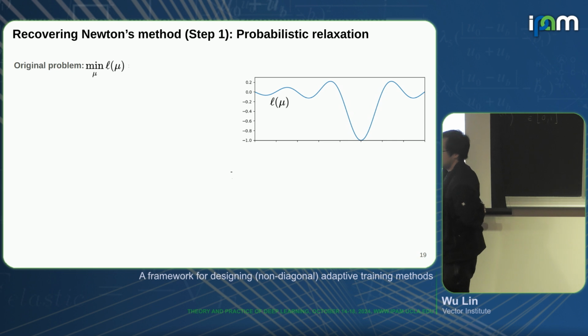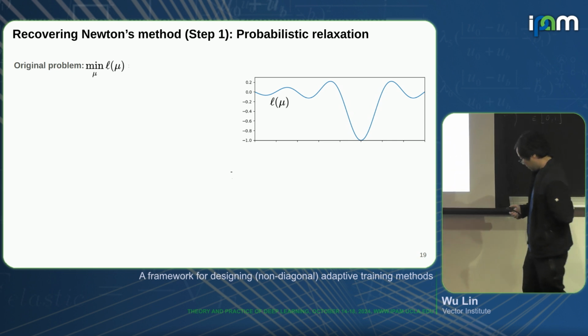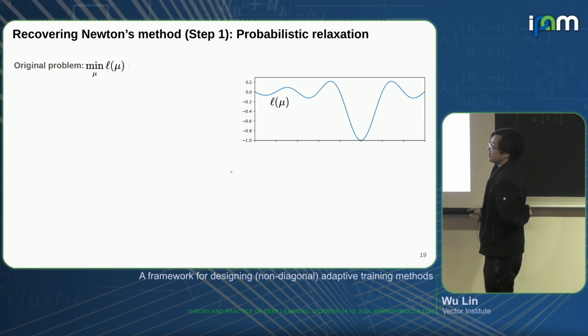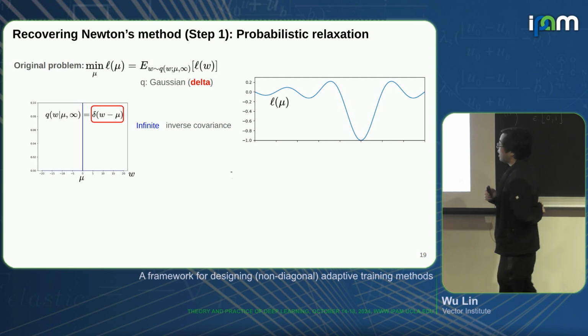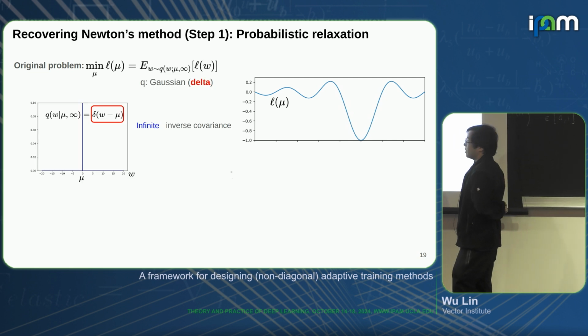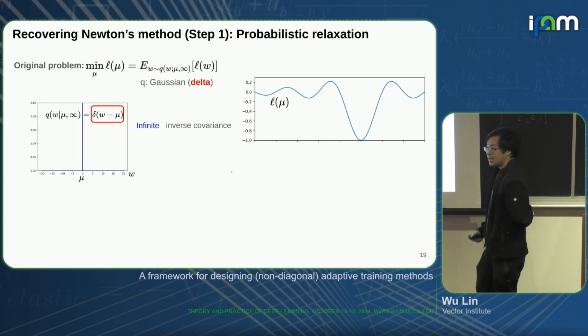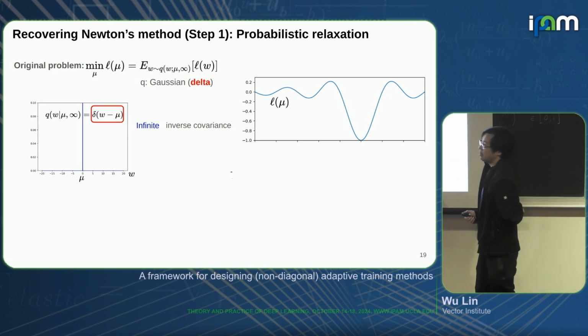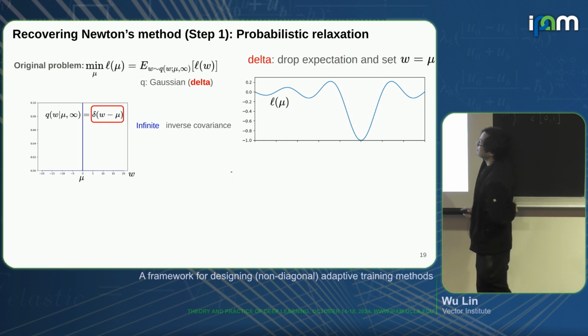The first step is to consider a probabilistic relaxation. Given the original function, we re-express the objective function as an expectation using a Gaussian with an infinite inverse covariance, or zero covariance. In this case, the Gaussian becomes a delta function. And this is basically known as a delta evaluation.